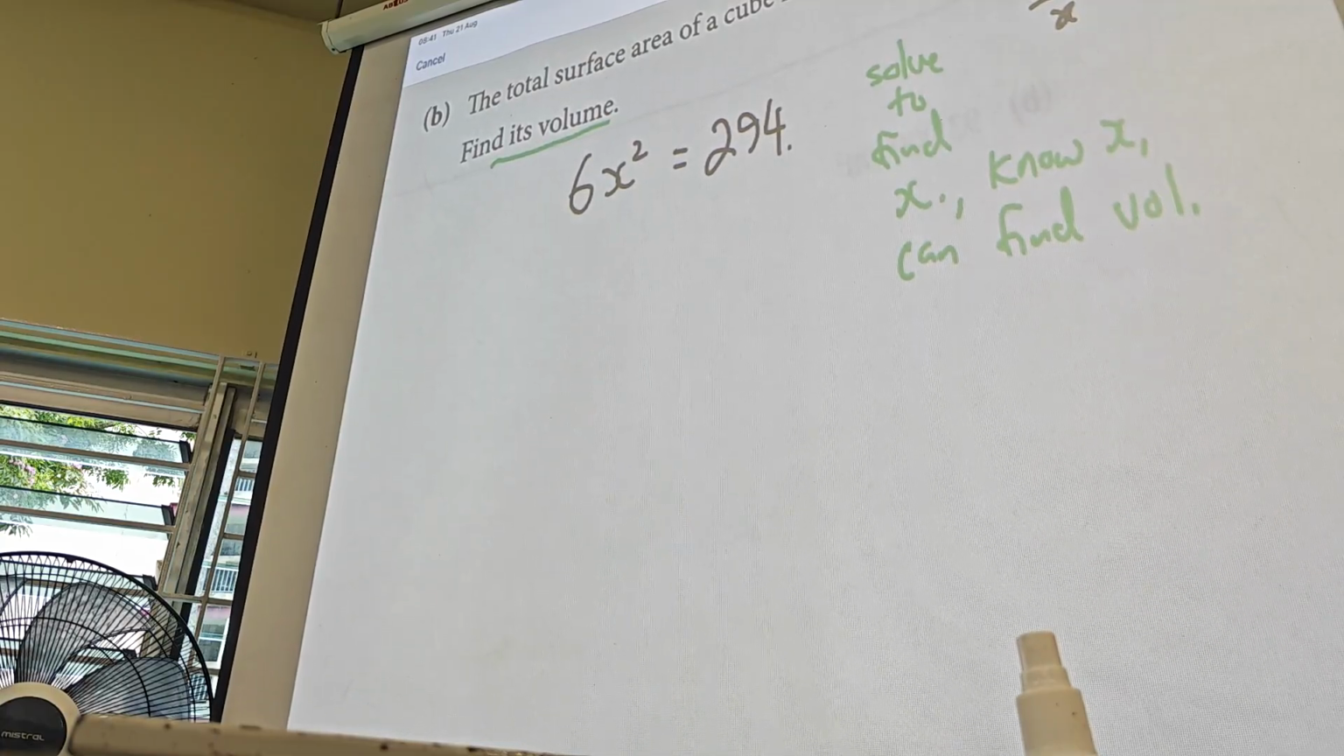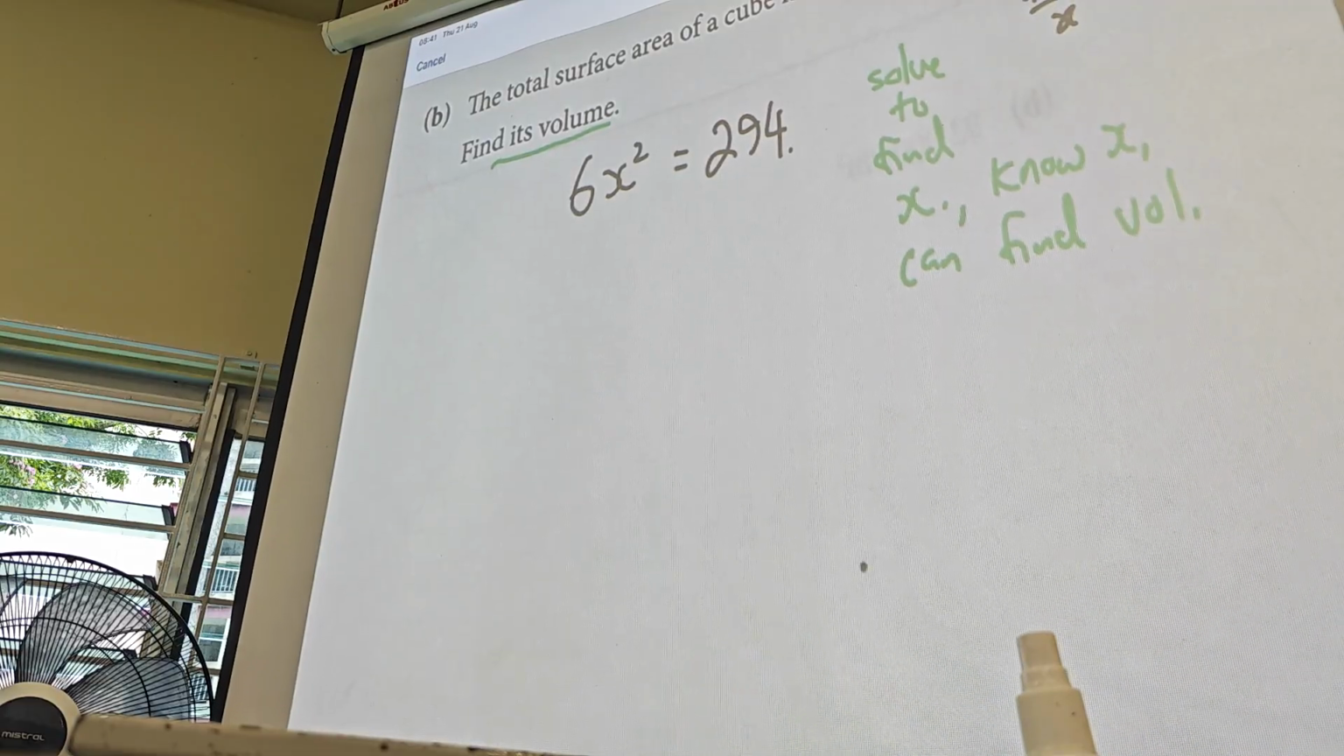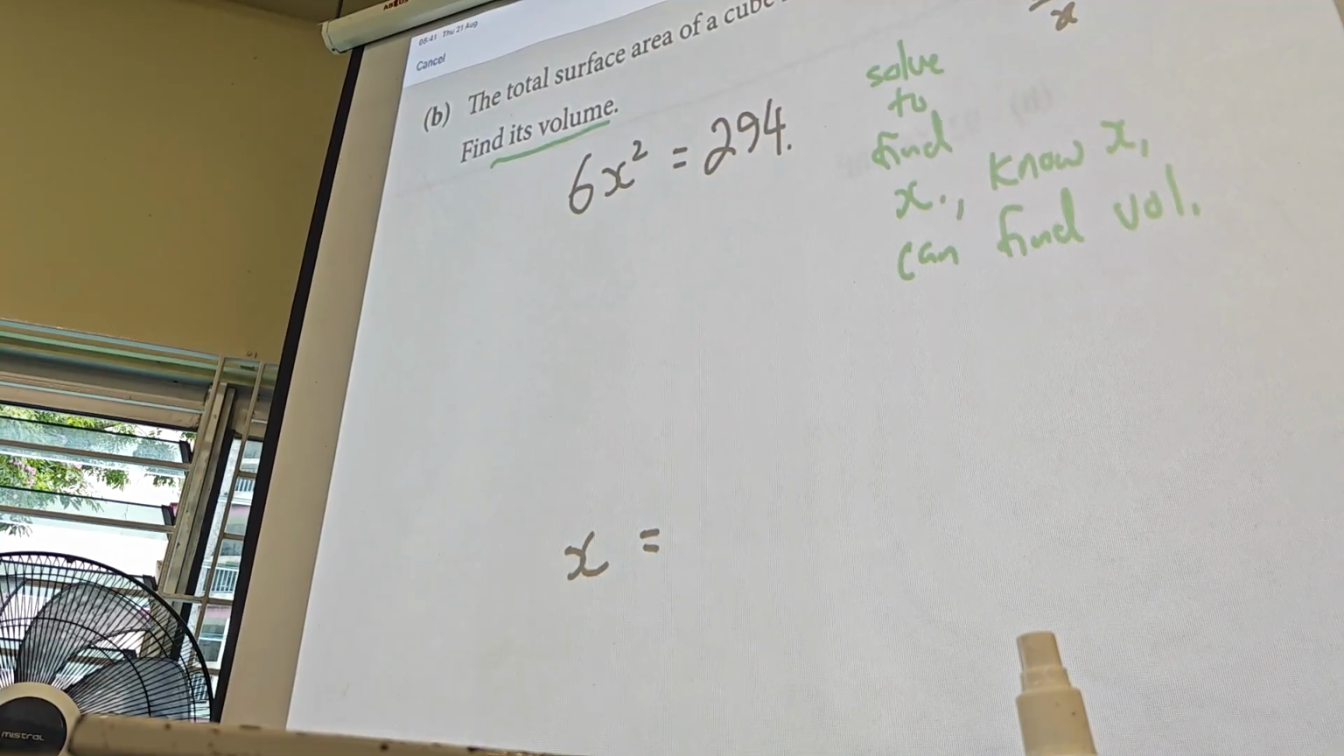My endpoint is x. Sorry, for now my endpoint is x. So how do I get from 6x squared to become x?